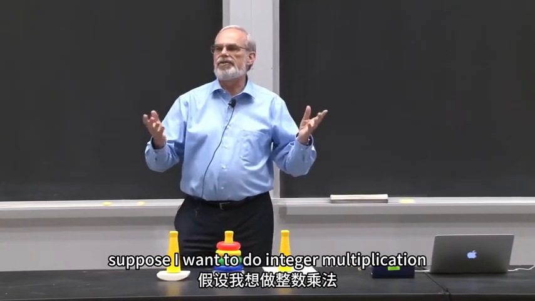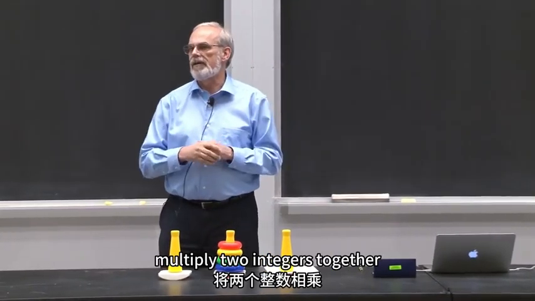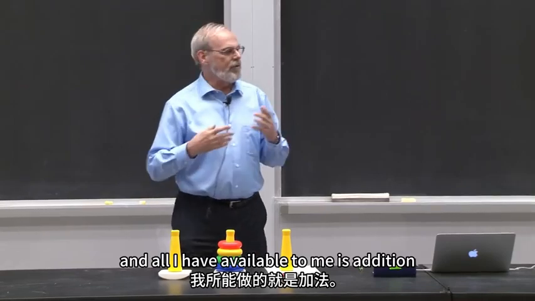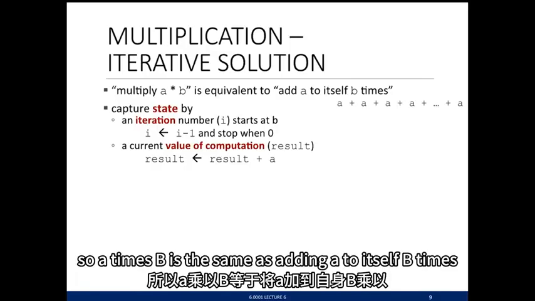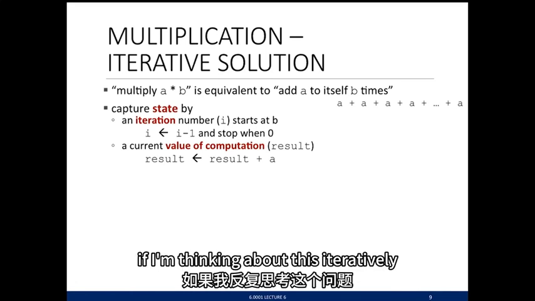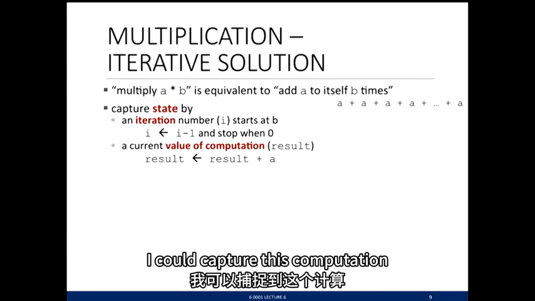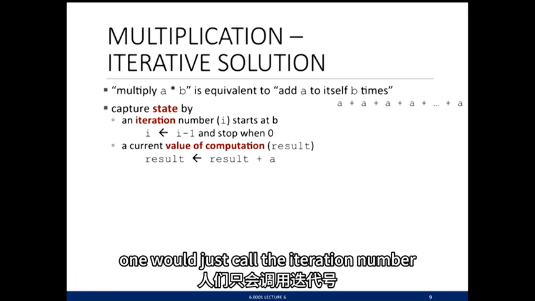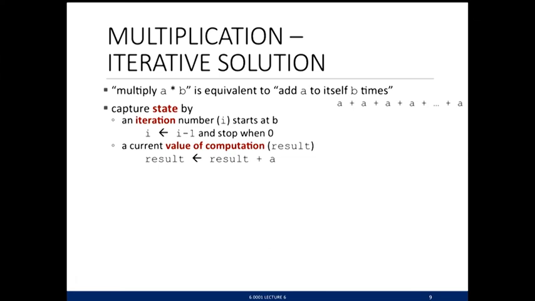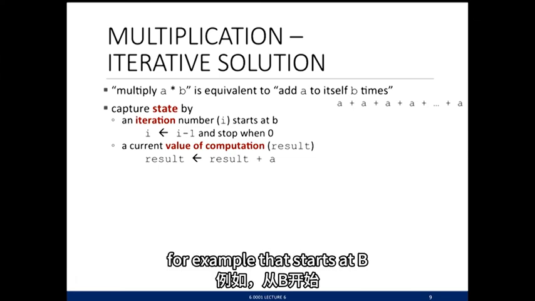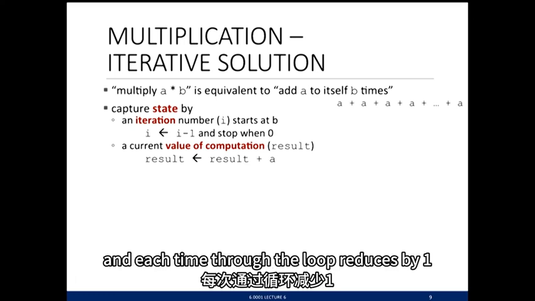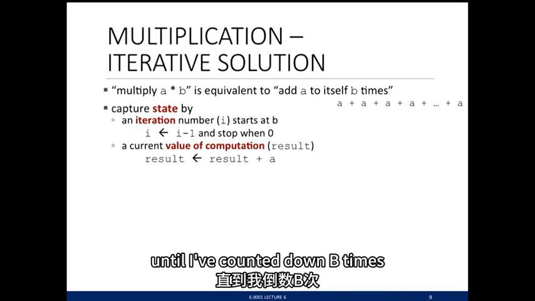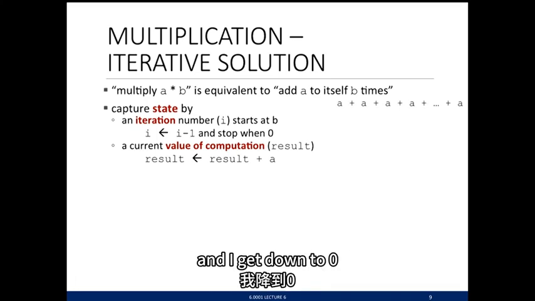Suppose I want to do integer multiplication, multiply two integers together, and all I have available to me is addition. So a times b is the same as adding a to itself b times. If I'm thinking about this iteratively, I could capture this computation with two state variables. One would just be the iteration number, and it would be something, for example, that starts at b, and each time through the loop reduces by 1, and it will keep doing that until I've counted down b times, and I get down to 0.